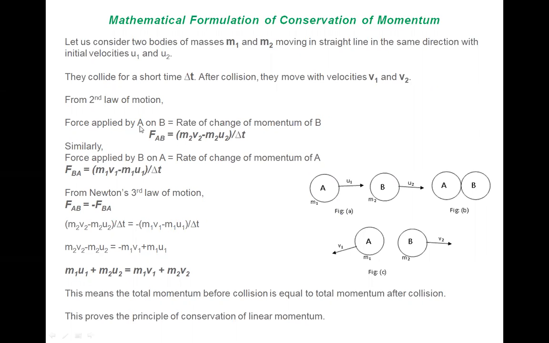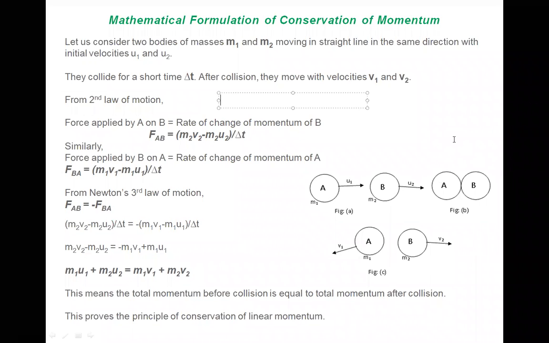Force applied by A on B is nothing but the rate of change of momentum of B. From Newton's second law of motion, what is the second law? F is equal to m into a, mass into acceleration. If I take the case of force applied on A on B, it is m2 v2 minus m2 u2 upon delta t, that is the time for which they are colliding.